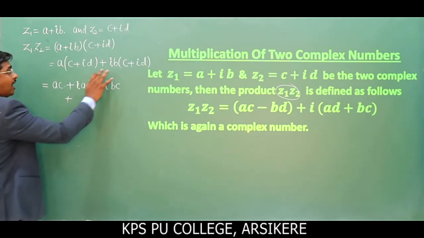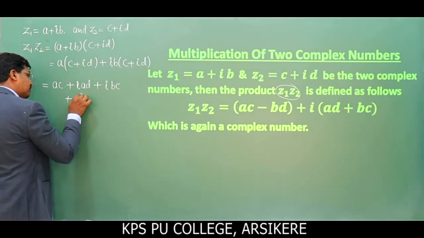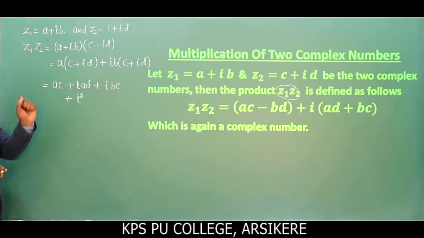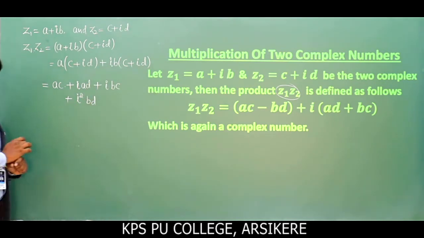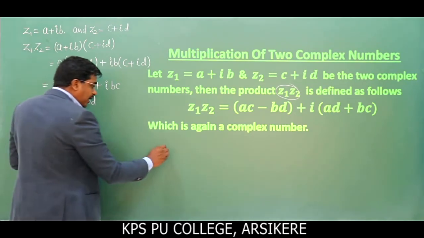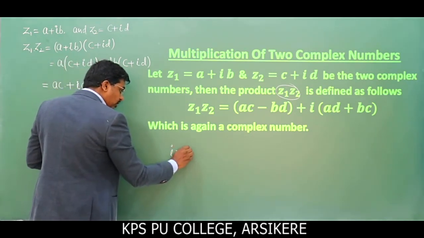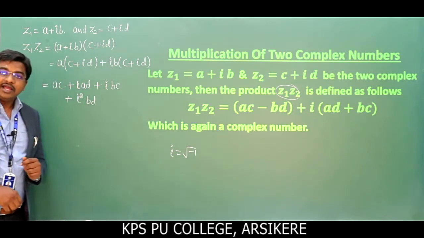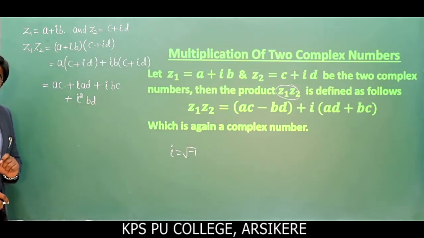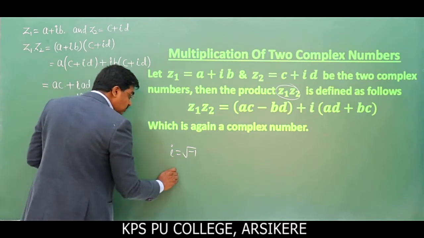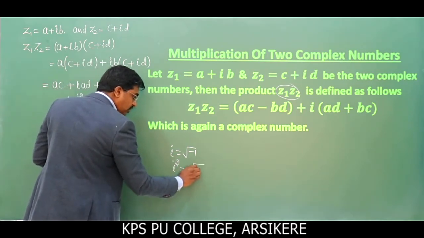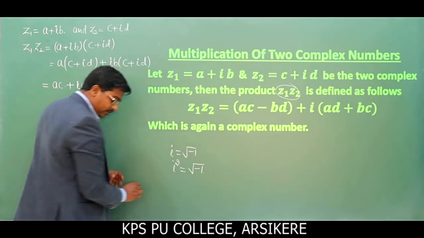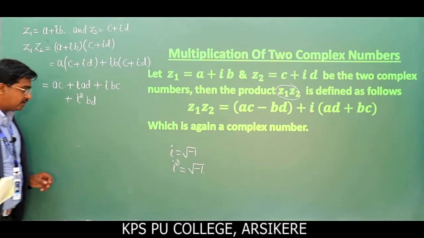Now listen here, i into i becomes i square, and b into d becomes bd. Then what about i square? Just observe, the i value is square root of minus 1, right? i is square root of minus 1. This is an imaginary number. What is i square? You can write i square as i into i.